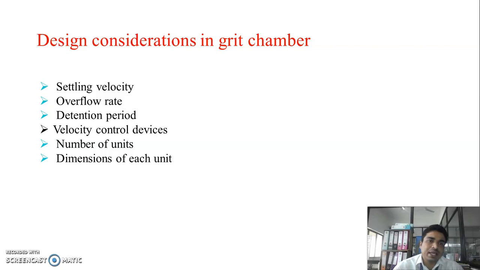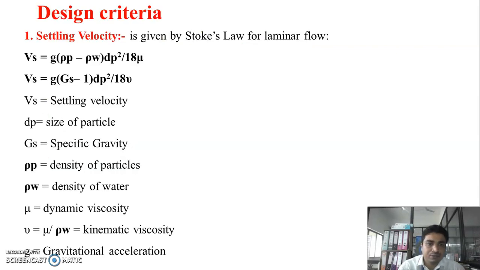So whenever we design the grid chamber, what should we consider? There are various things we should know whenever we are designing the grid chamber. First one is the settling velocity, then overflow rate, then detention period, then velocity control device, then number of units and dimension of each unit. All these parameters are very important whenever we design the grid chamber.